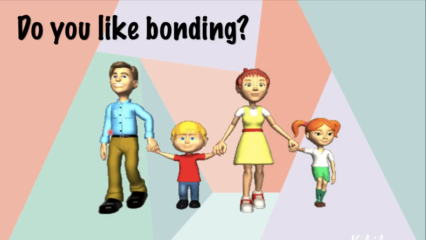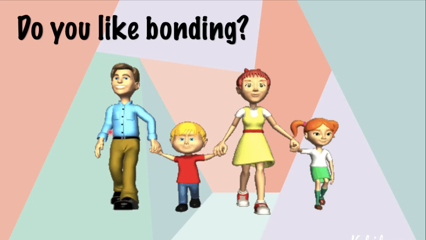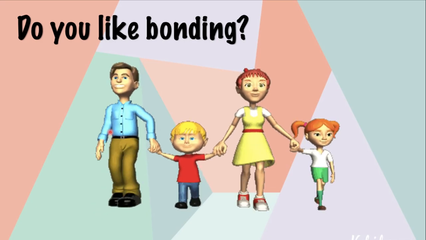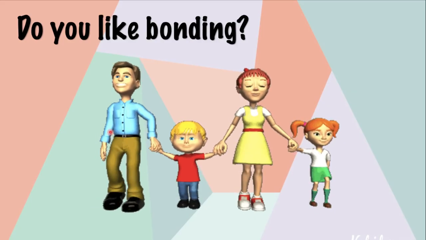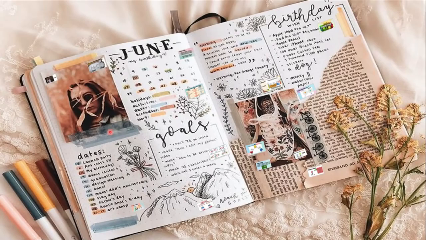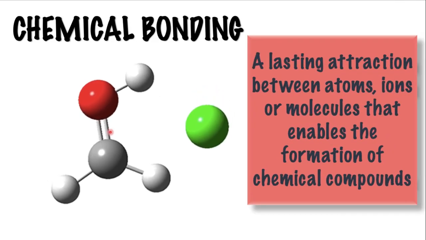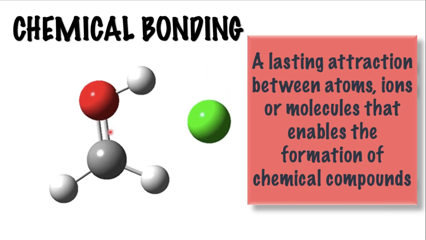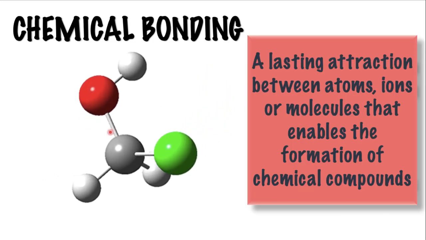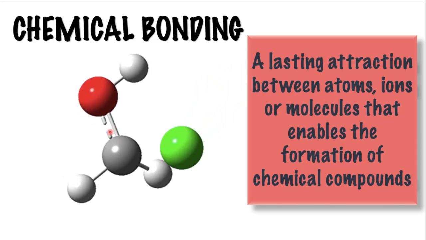Do you like bonding with your friends, family, or loved ones? Do you miss bonding with your classmates? Bonding as humans is very important in our social and emotional state. Moreover, do you know that atoms bond as well? And that is what we call chemical bonding. Chemical bonding is a lasting attraction between atoms, ions, or molecules that enables the formation of chemical compounds. And there are several types of chemical bonding.